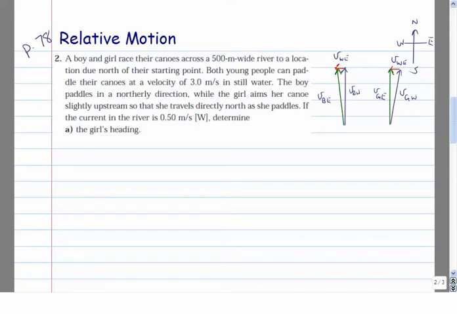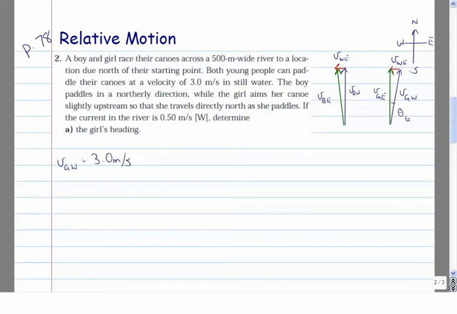So for part A, they want to know what the girl's heading is. Basically what they're saying is, what direction does she have to aim, this angle theta, we'll call it theta sub G? So what angle does she have to head so that she ends up going directly north? Well, we know that her velocity, that hypotenuse of that triangle, v_GW, with respect to the water, she can travel at 3 meters per second.